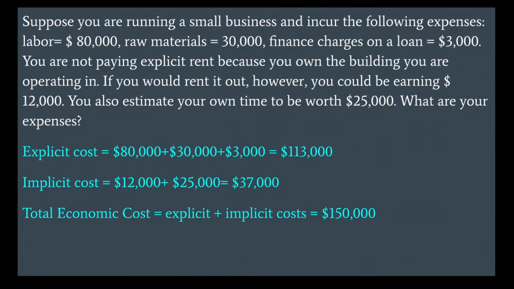Now, what are implicit costs, which are foregone expenses? Here we have the earning foregone from the rent, or the rent foregone by the owner of the building, which is $12,000, and the time foregone, which is worth $25,000. So these two are implicit costs, which equals $37,000. The total economic cost is explicit plus implicit cost, which totals to $150,000.